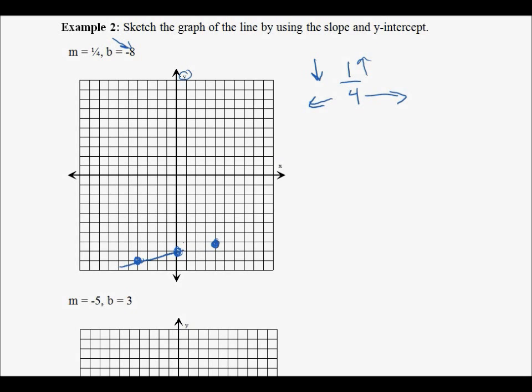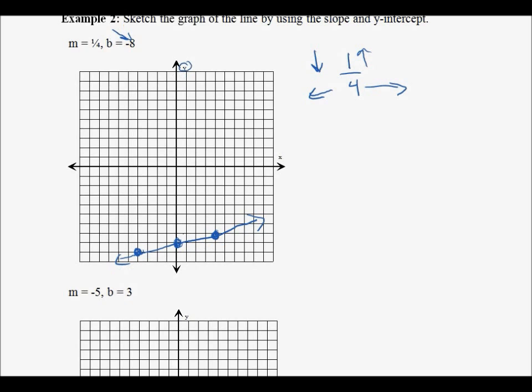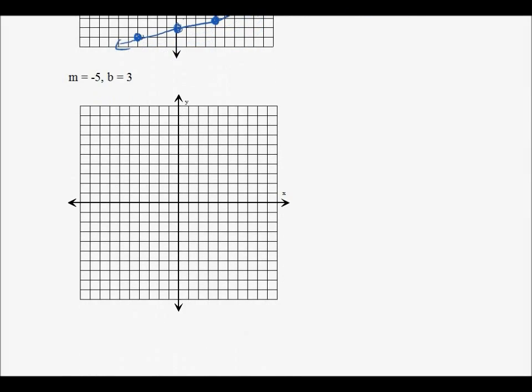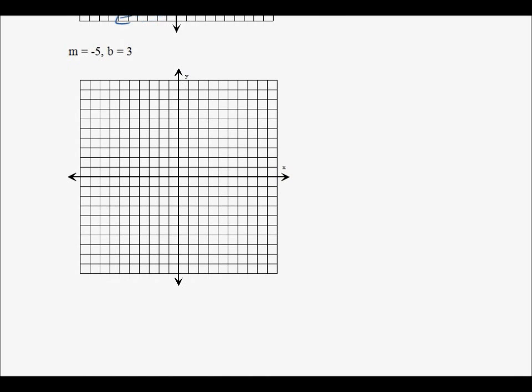And I'll draw my line through. And that's what my graph should look like. Now, the reason I did one going up and one going down is because I want you to know that you can go in either direction as long as you go in the right direction, okay? Because you may not always have enough space on your actual coordinate plane to put the points where you want to put them, okay?